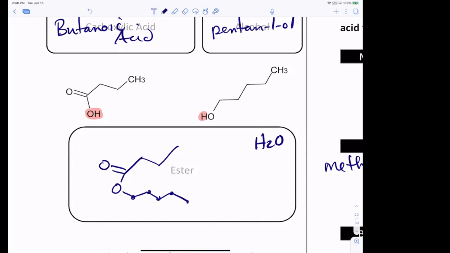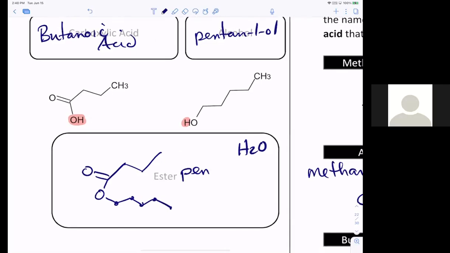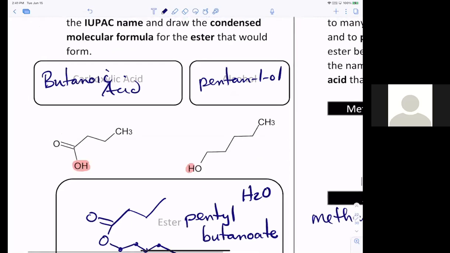And the name of this ester, Sarah, what would you call it? Pentyl butanoate. Yes. Do you find yourself naming it because I forced you to think of the names of the acid and the alcohol? Does that help to name the ester?